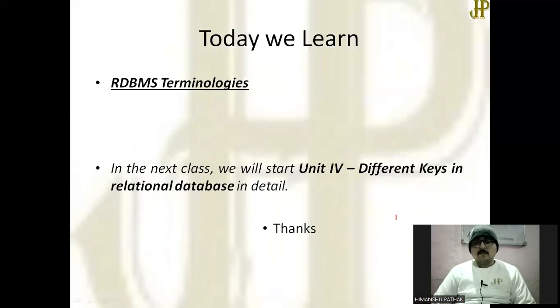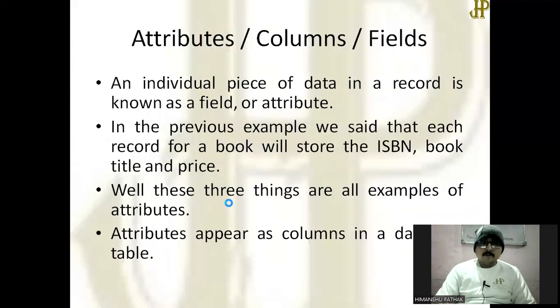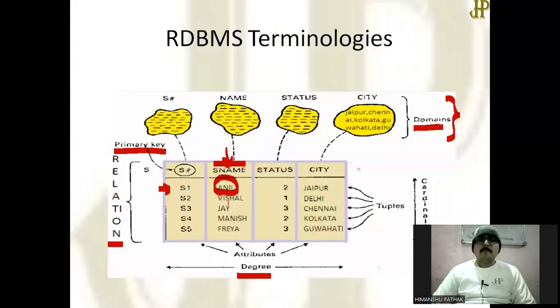Now that's all for today. Today we learned some terminologies that are used in relational databases. In the next class, we will discuss different types of keys that can be used in relational databases. In the given example, I already gave one example of keys, that is the primary key. Other than the primary key, there are a lot of other keys available for various purposes. So in the next class, we will discuss different types of keys in RDBMS.